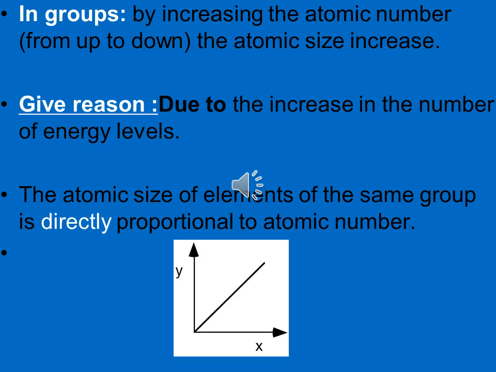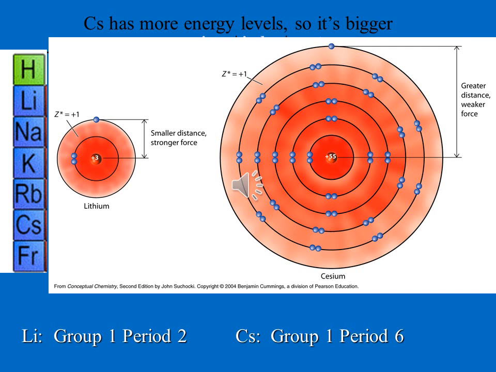In period it was an indirect relation, but here in group it's a direct relation between the atomic size and the atomic number. If we make a comparison between lithium and cesium in group 1A, lithium is in period 2, cesium in period 6. Lithium has less atomic number, but cesium has a larger atomic number. So the number of energy levels in lithium will be less than the number of energy levels in cesium.